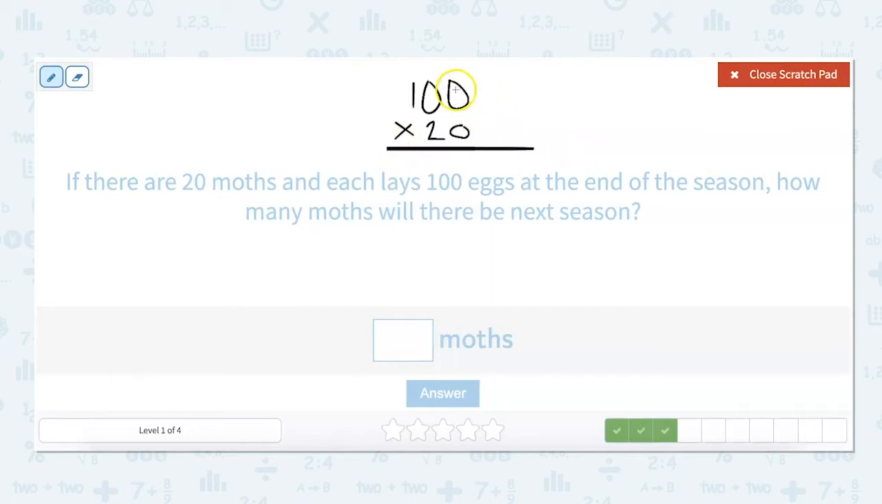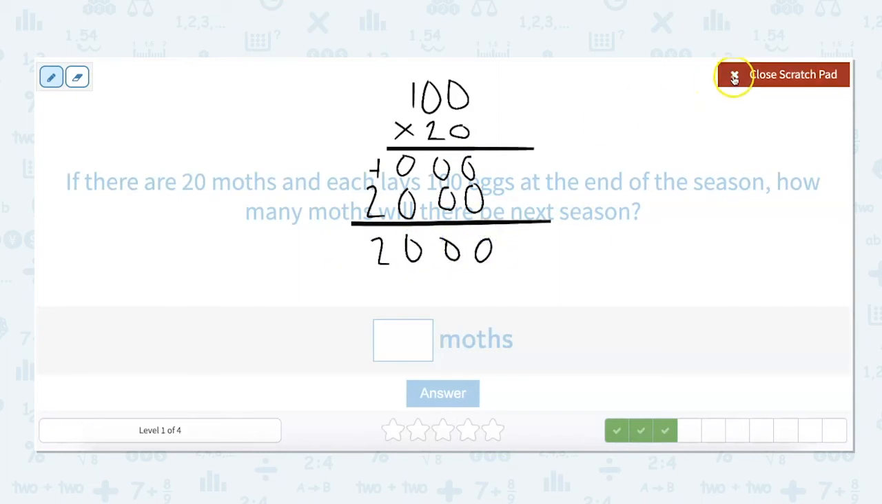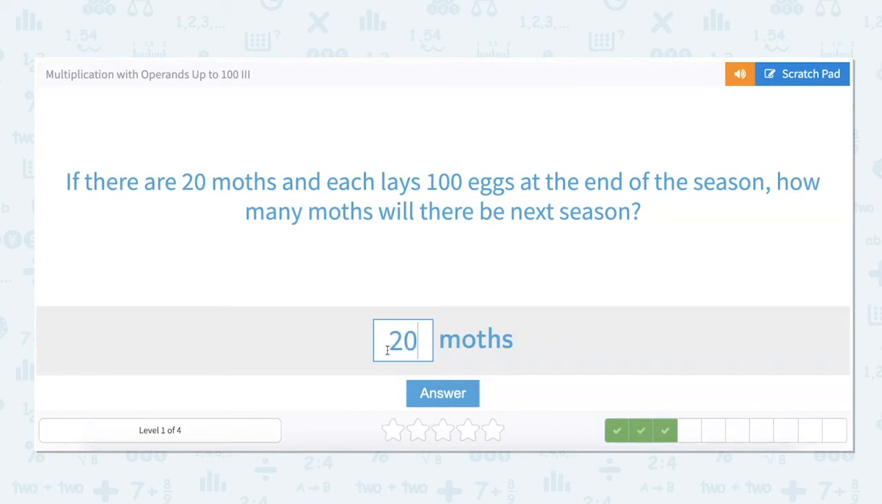Okay, so we still just start with our ones place. 0 times 0, 0 times 0, and 1 times 0 is 0. And then, since we're still multiplying by tens, we put a 0 to hold our place value. Then we're going to have 0 times 2 is 0. 0 times 2 is 0. And 1 times 2 is 2. And then you add these together, which your answer is going to be 2,000. So there will be 2,000 nasty moths next summer.